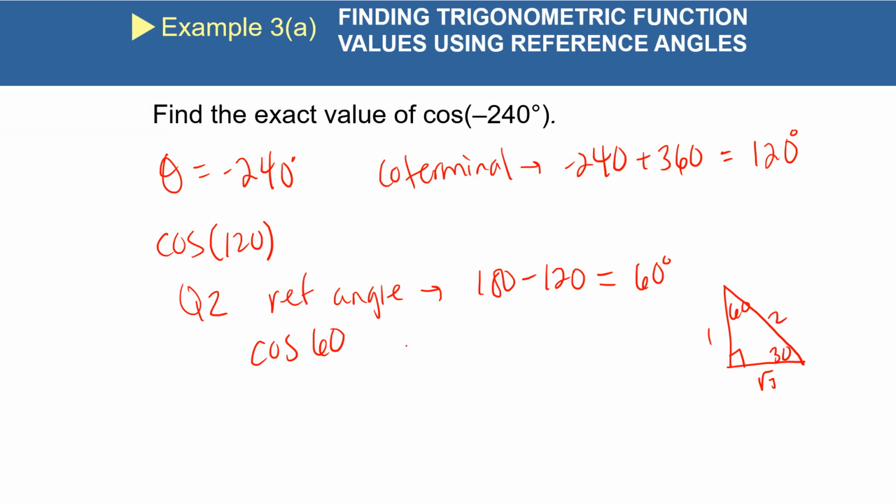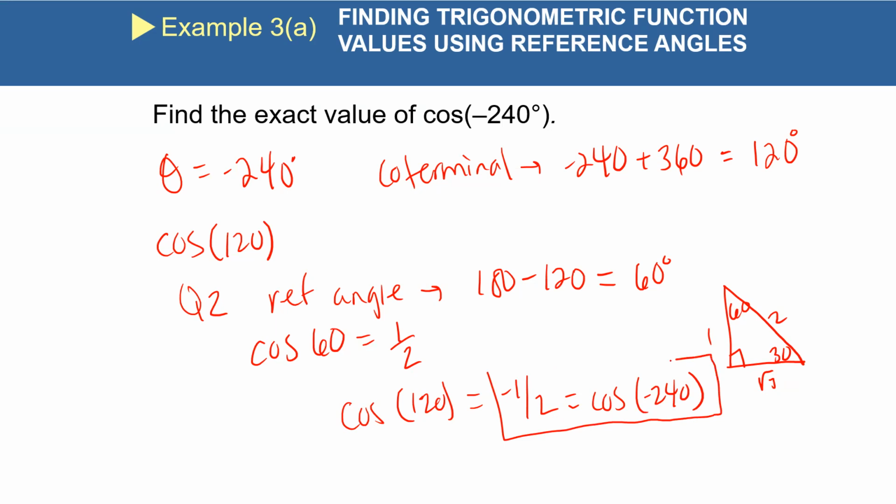No. So what is the cosine of 60? It's going to be 1/2. Your adjacent over your hypotenuse. Okay, so the cosine of 60 is 1/2. What is the cosine of 120? It's going to be -1/2. And why is it -1/2? It's in quadrant 2. So therefore, this is the cosine of -240. Oh my gosh, look at that. Yes, we did it. So now we know the cosine of -240.